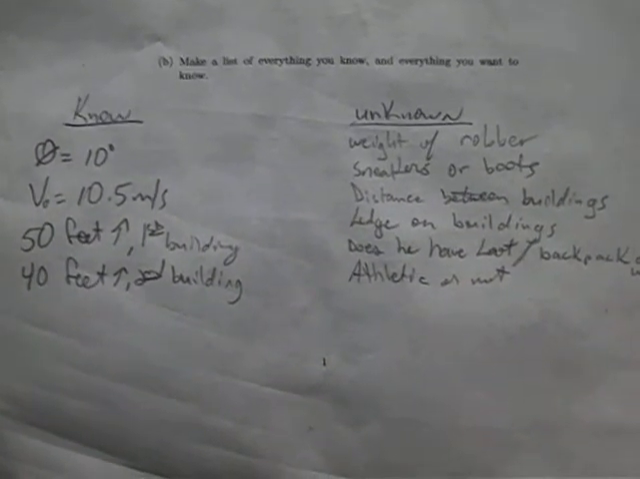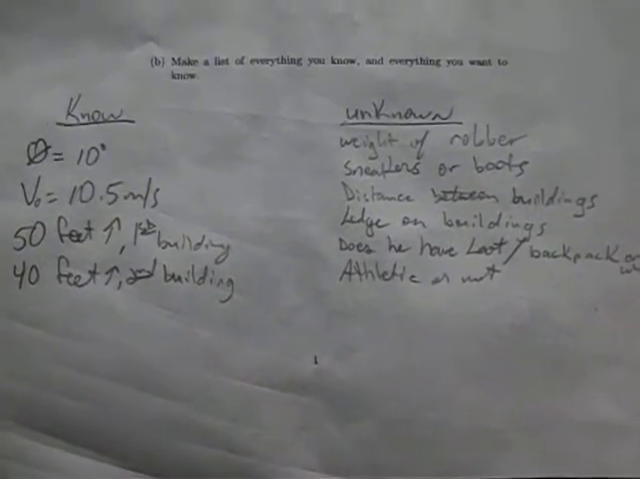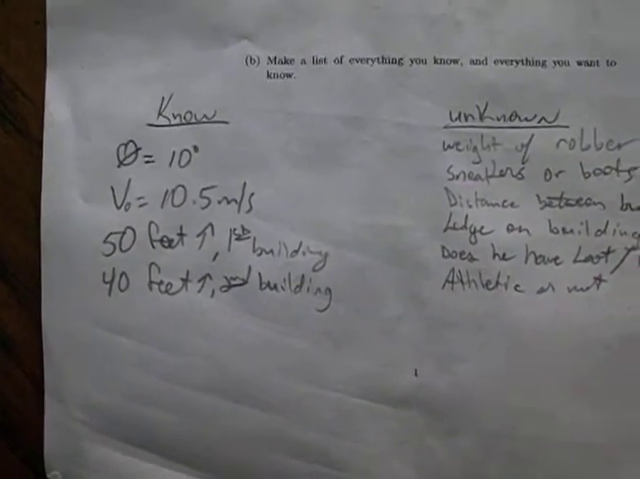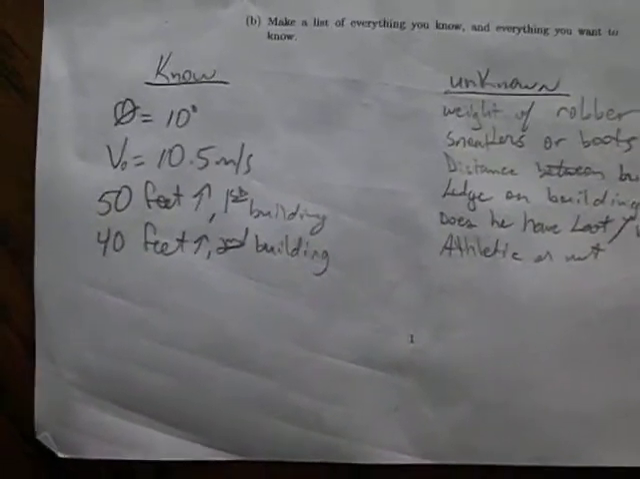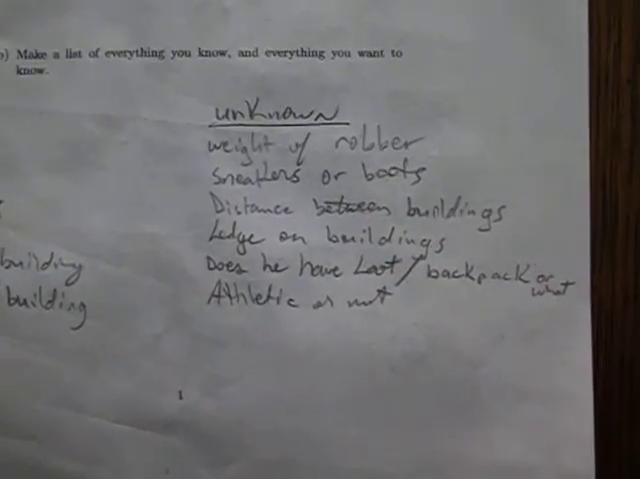Well, as far as Part B goes, and the hints that you gave us, here's a list of the knowns, and the unknowns are things that I would like to know. First, we'll start off with the known. We have the velocity, we have theta, and we have the height of the two buildings. As far as the unknowns go, here's what I came up with.